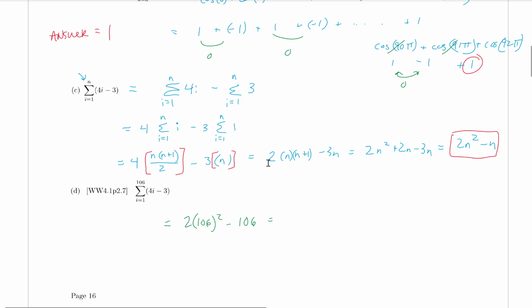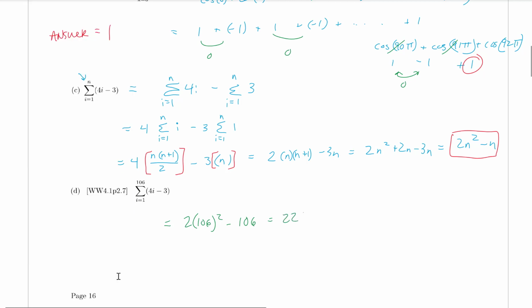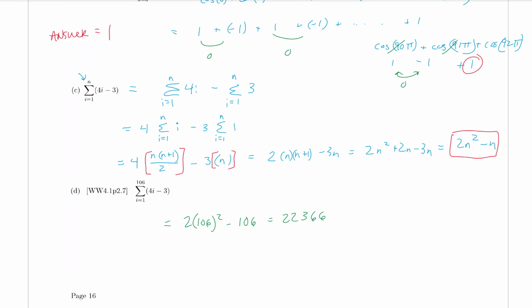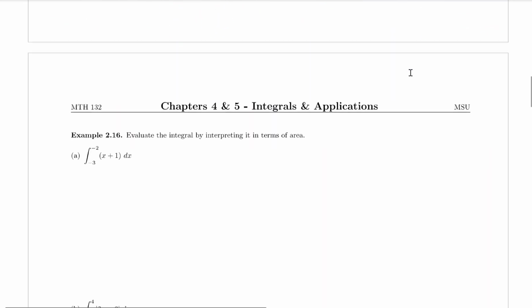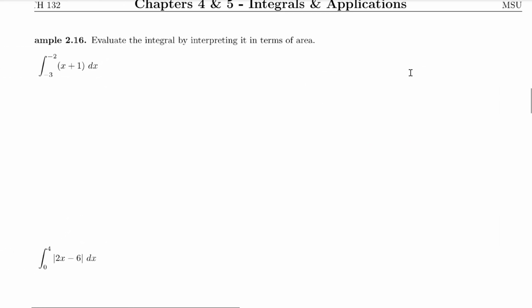And when we do that, if we plug in 2 times 106 squared minus 106, we get 22,366 there as our final answer. And we could do that so easily because we had our closed form summation here from the previous example. So as we scroll into our next example here, we're going to see that we need to evaluate the integral by interpreting it in terms of area.